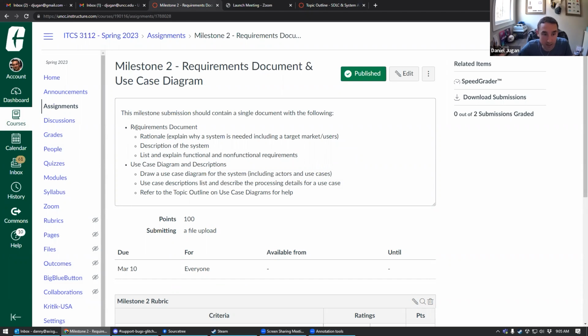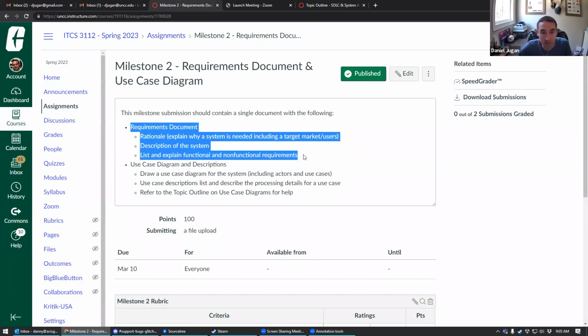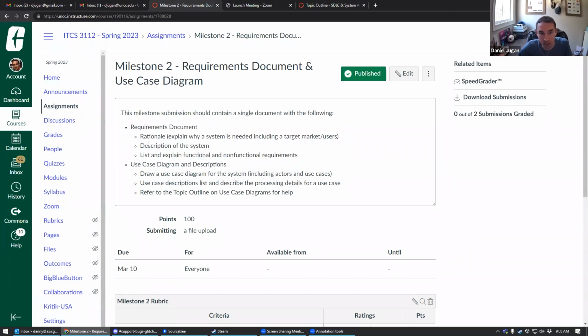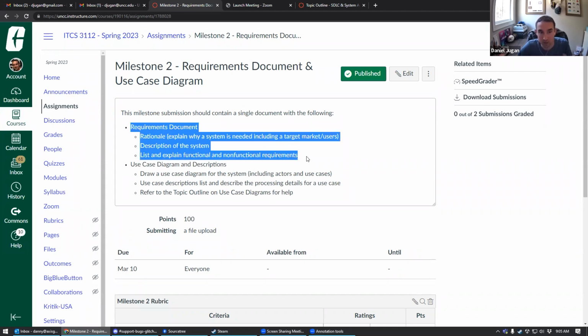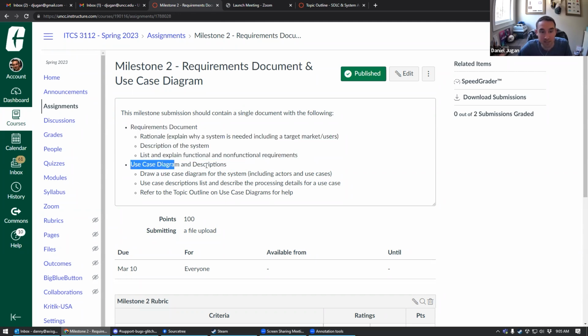So all of that combined together gives you your requirements document. The rationale, the description, and the list of the requirements constitutes the requirements document. That is part one of your milestone. The second part is going to be the creation of the use case diagram for your system.